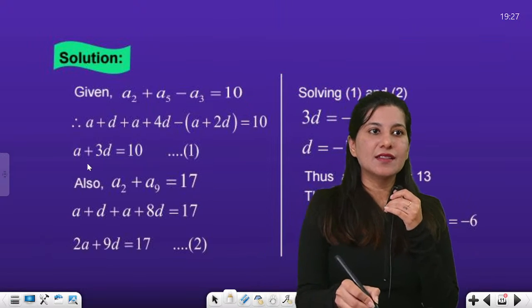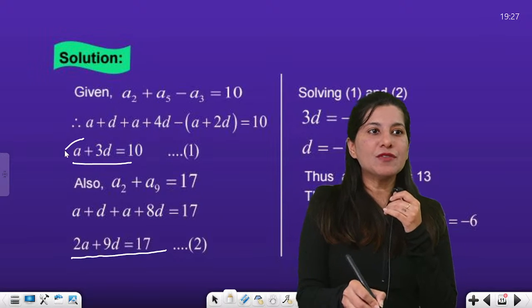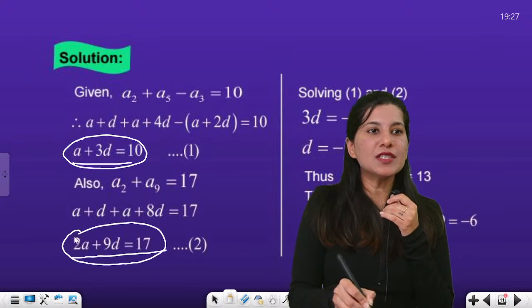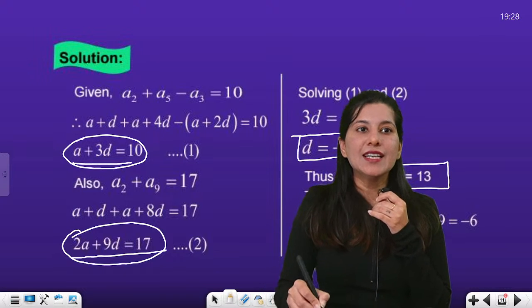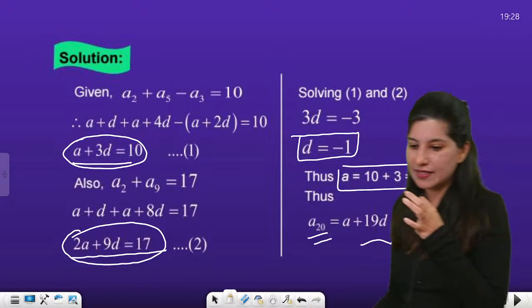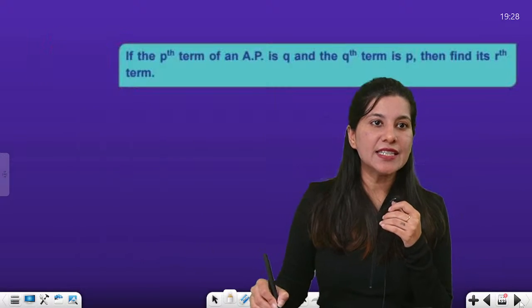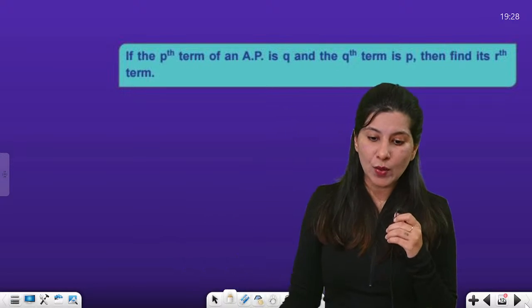Right, so yes, this was your first equation and this was your second equation. We just need to solve these two equations so that we get D equals 1, A equals 13. So A20 will be 13 minus 19, which is equal to minus 6. I hope everybody is clear with this example. Clear? Now we have another question.